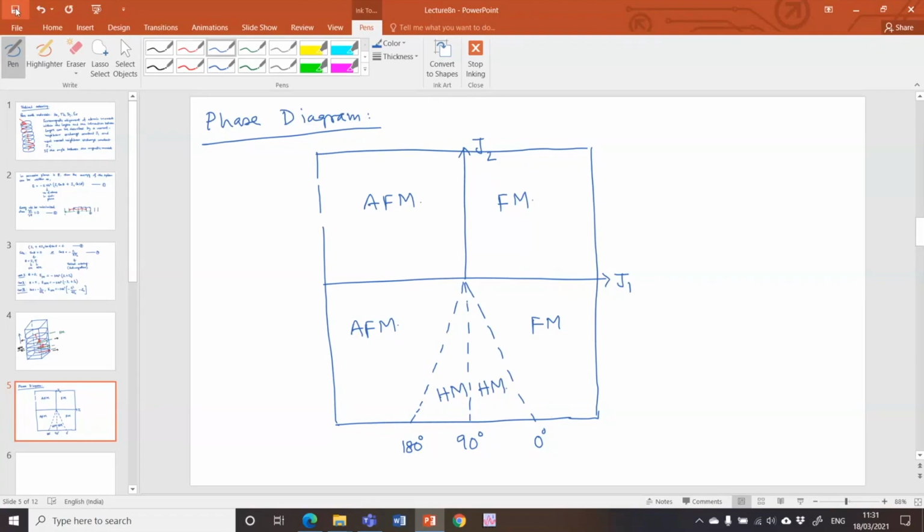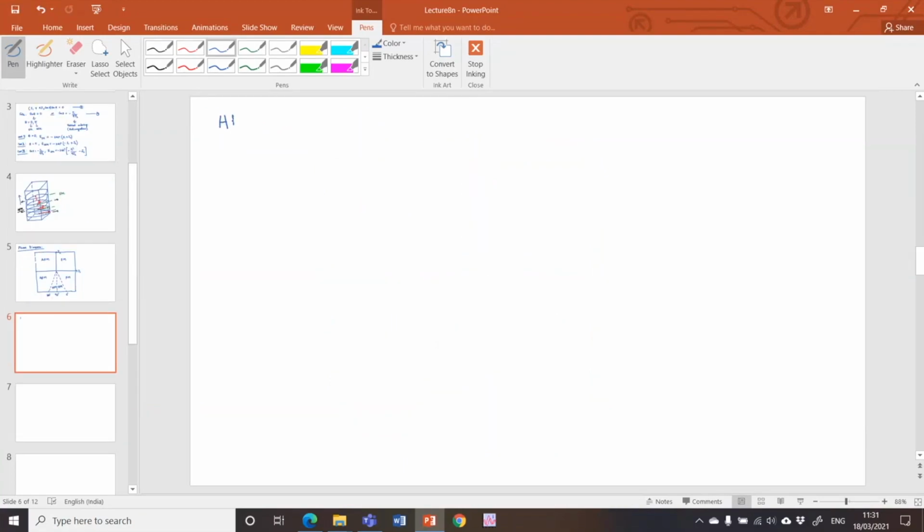So helimagnetism is favored over ferromagnetism and antiferromagnetism when J2 is less than 0 and mod of J1 is less than 4 times mod of J2.